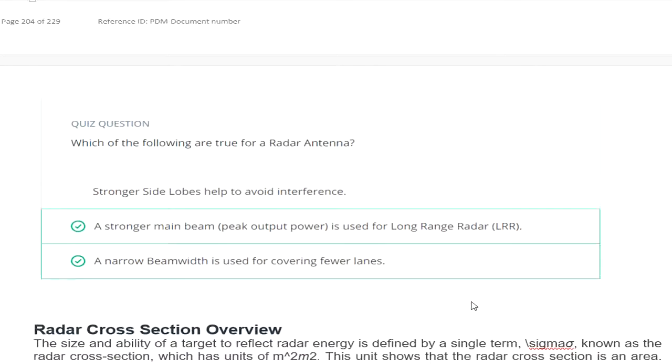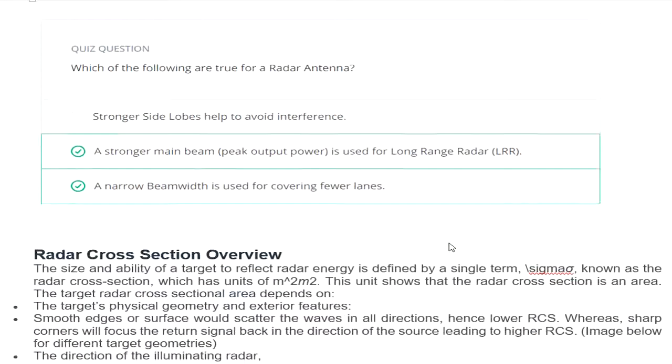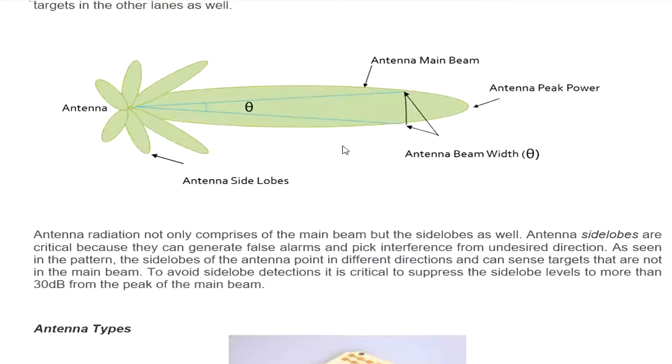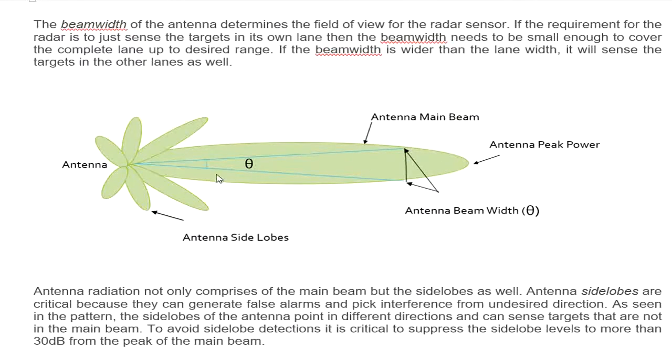So the quick question is, which of the following is true for radar antenna? Strong side lobes help to avoid interference. Oh, it's wrong, right? Side lobes are really critical and give a lot of false alarms. And a strong main beam is used for long range radar. Yeah, it's true right here. Strong main beam right here.